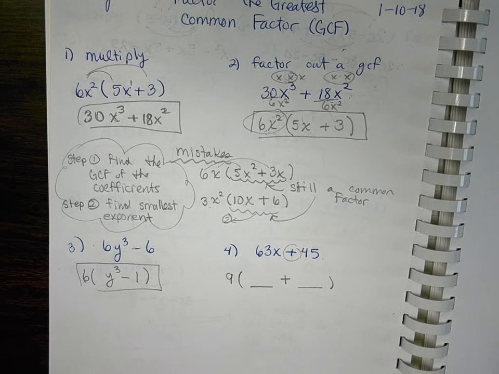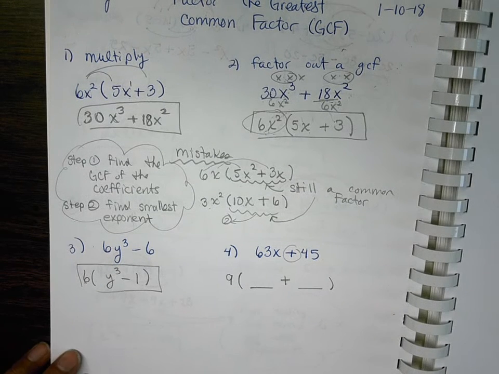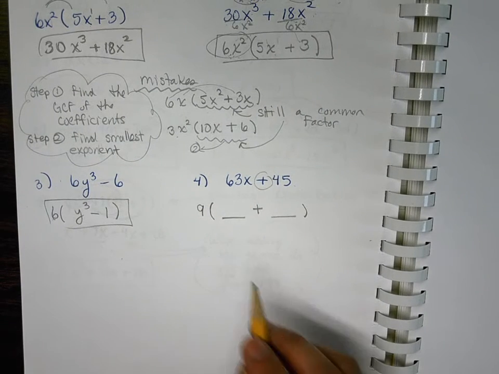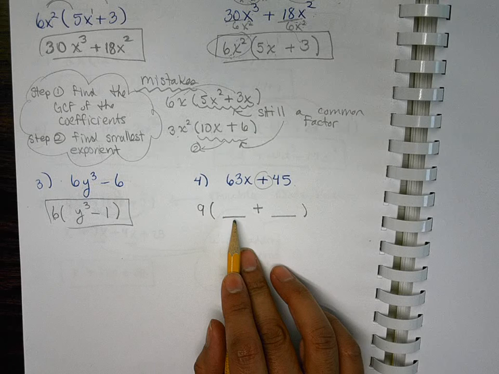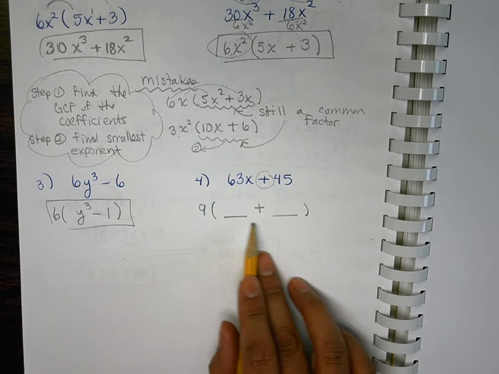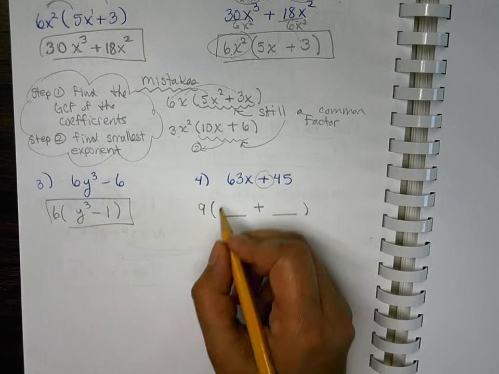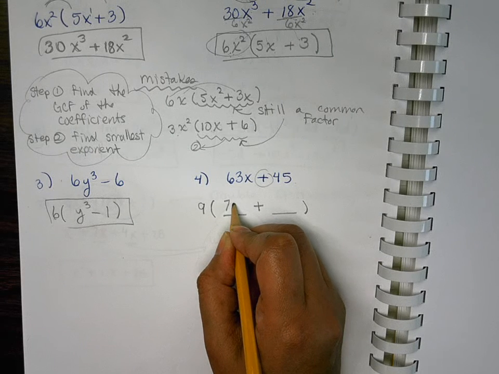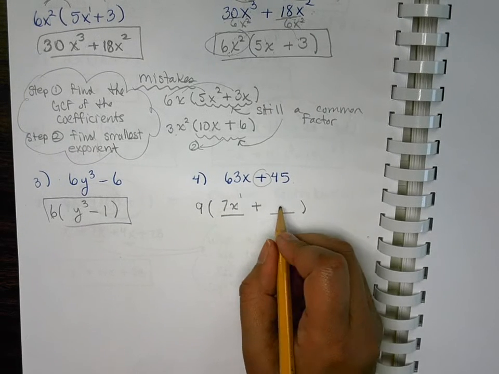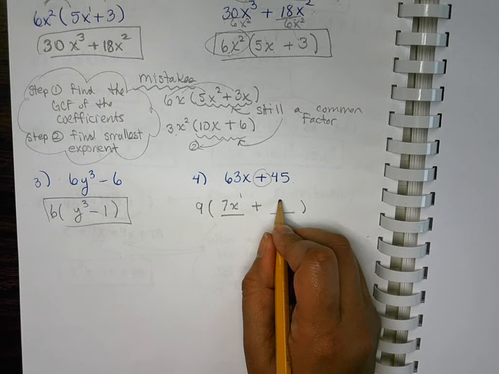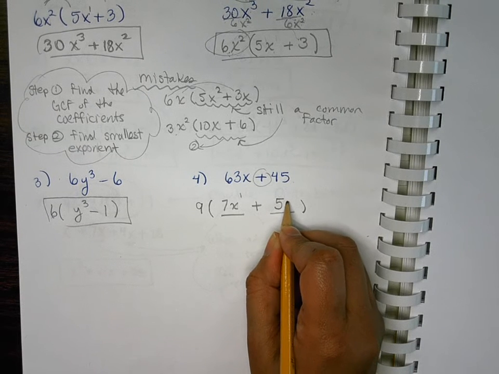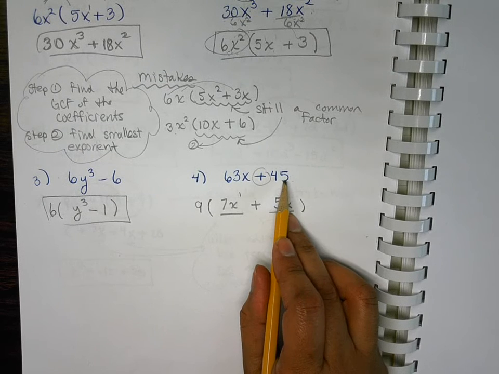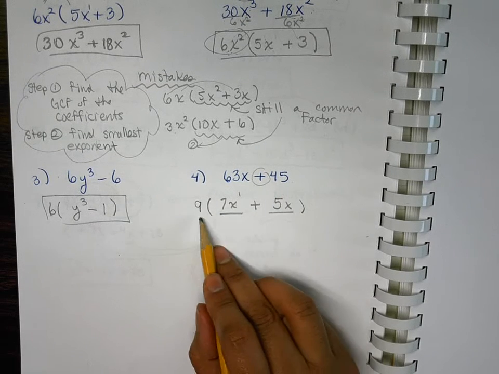Okay, are we ready? Tara, can you tell me what you have left inside here? 9 times 7, so 7x to the first power. Uh-huh. And then 5x to the first power. Okay, if I put a 5x here, this is telling me that 9 times 5x is 45. Is that true? Oh, no, it's just 5. It's just 5. Good job.